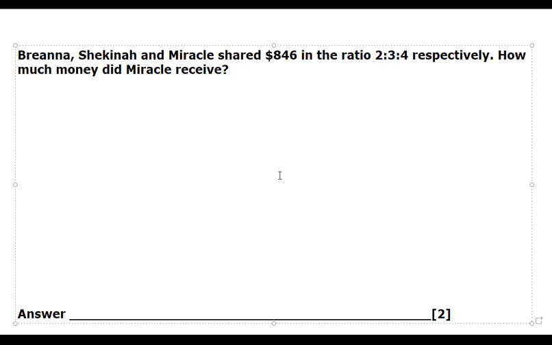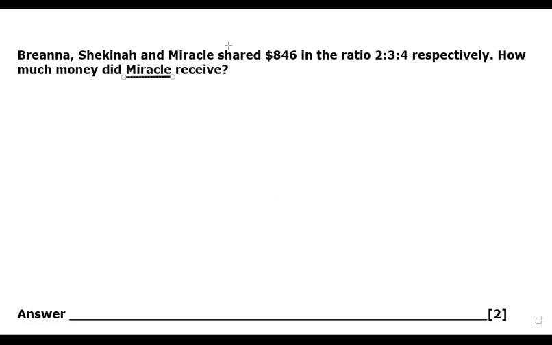The question says, Brianna, Shekinah, and Miracle shared $840 in the ratio of 2 to 3 to 4, respectively. How much money did Miracle receive? And let's underline Miracle. We're not interested in, well, the question is not necessarily interested in how much Brianna or Shekinah received, even though we could solve for those, and we will go through that. It specifically asks for Miracle. What did Miracle get? How did she do with her share in this money? Let's figure that out.